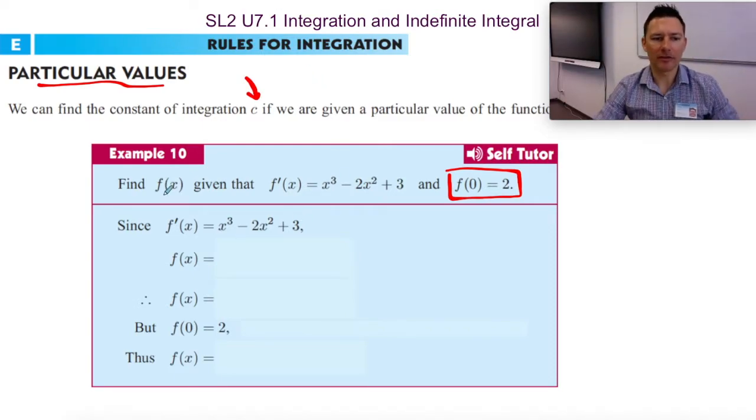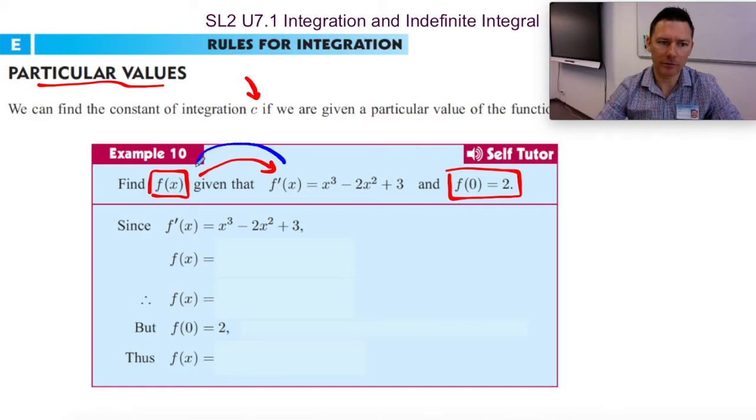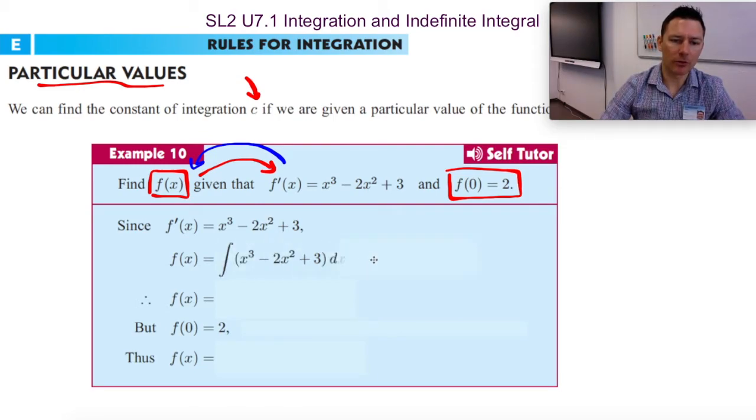Here's an example. They say, I want to find the original function given that when we took the derivative, we got this. Okay, fine. So that means we have to take the antiderivative or the integral to get back here. So we take this, the derivative. To get the original function, we take the antiderivative, which means take the integral. It means the integral of all of that.